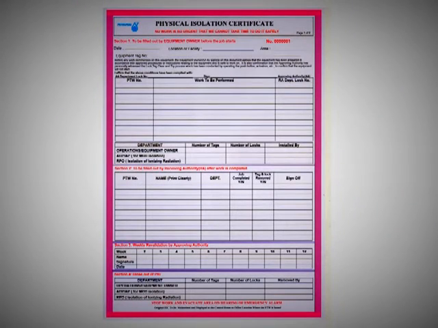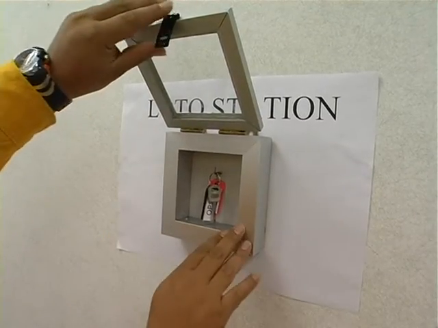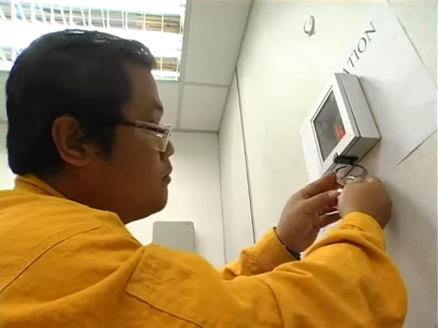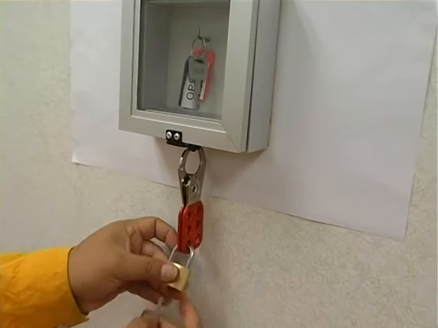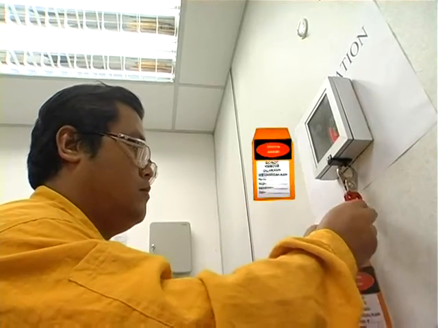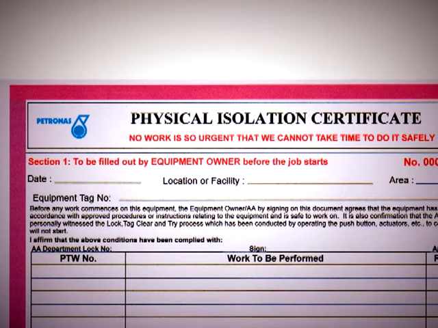AAR must also record the total number of operation tags and group locks installed on Section 1 of PIC. The operation group lock key must be kept inside the particular lockout box for the equipment, after which AA must place his department lock and personal brown tag at the lockout box, and the department lock number and tag number must be recorded in Section 1 of PIC.